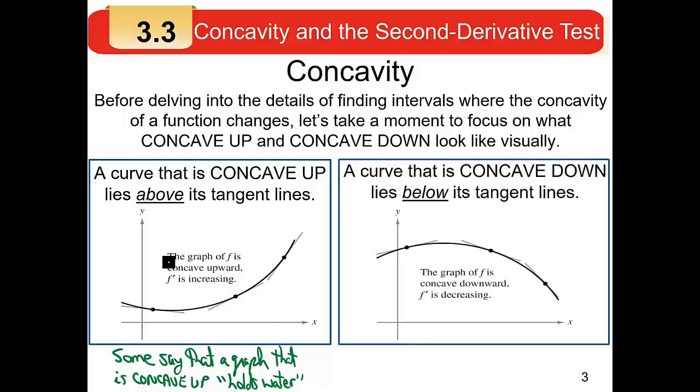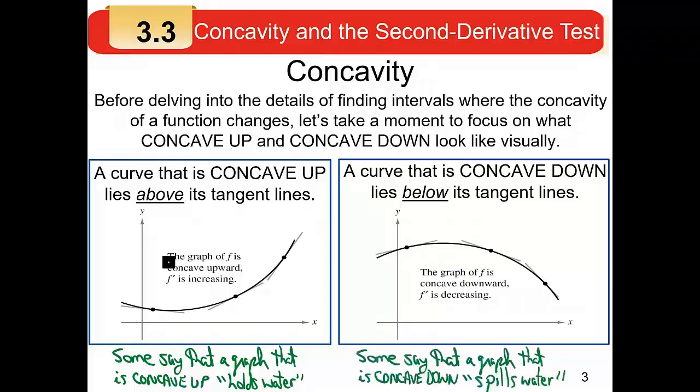On the other hand, if you've got a function and you're looking at it over an interval where the curve lies below its tangent lines, or again, you could say in reverse, that the tangent lines lie above the curve, that's an interval where the function is concave down. And again, some people would describe that as saying that the function spills water. Holds water versus spills water, it's probably a good way to think about concavity.